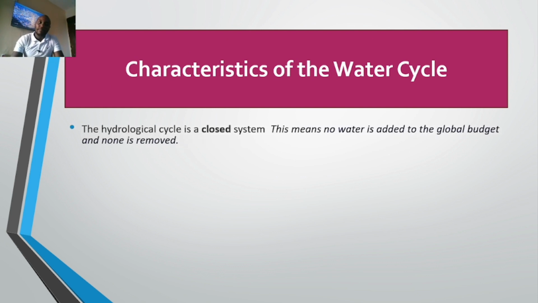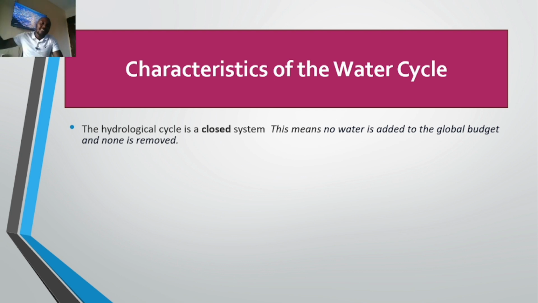Now, the first one, you should know that the hydrological cycle is a closed system. What do I mean by a closed system? I mean that there's no water which is added into the global budget and none is removed. When I talk about being a closed system, there's nothing in, there's nothing out. When you have a container and it's closed, everything is happening within. So there's nothing out, there's nothing in, it's closed. You understand? I've used this to elaborate. So that's what I mean by a hydrological cycle being a closed system.